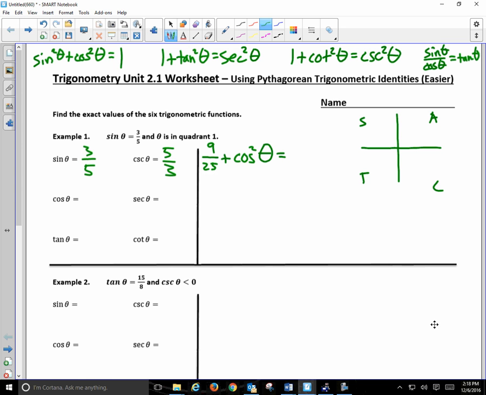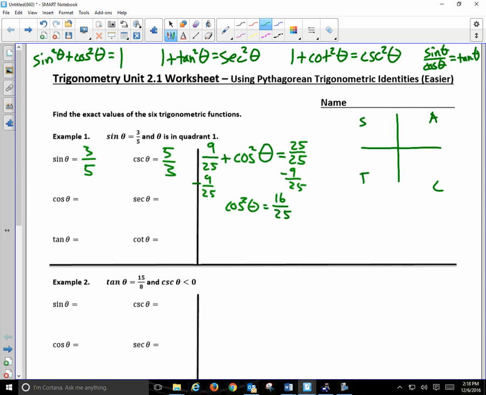So I have sine squared becomes 9 over 25 plus cosine squared is equal to 1. Now I'm going to rewrite 1 to be 25 over 25. That way it has a common denominator with my other fraction. I want to solve for cosine. What should I do to both sides? Subtract the 9 over 25. I get cosine squared of theta is equal to, what is 25 over 25 minus 9 over 25? 16 over 25.